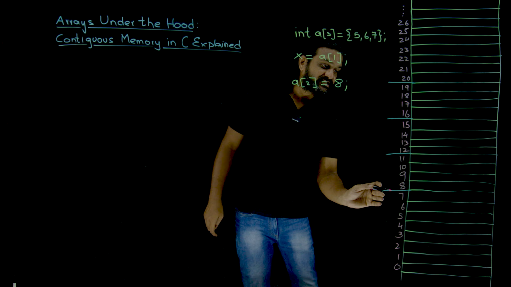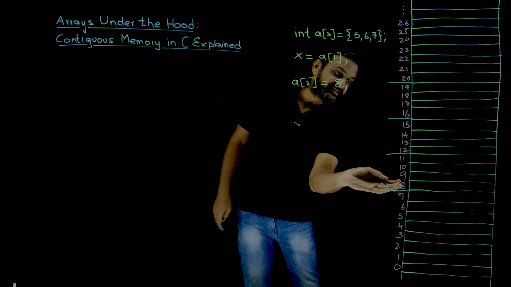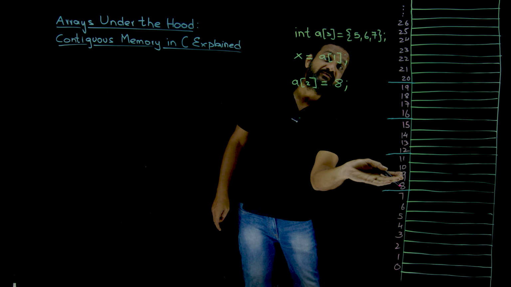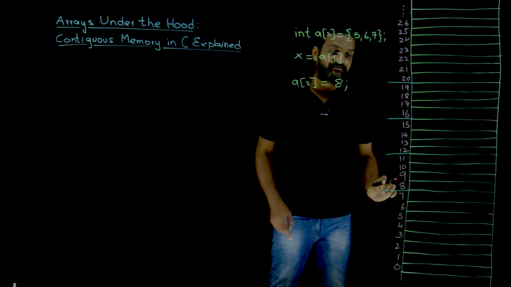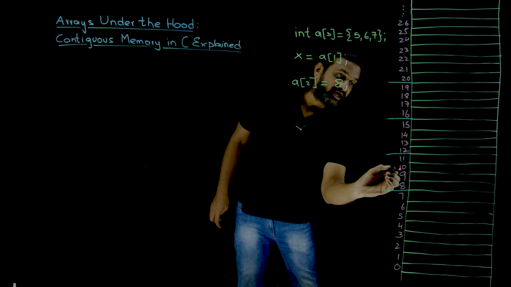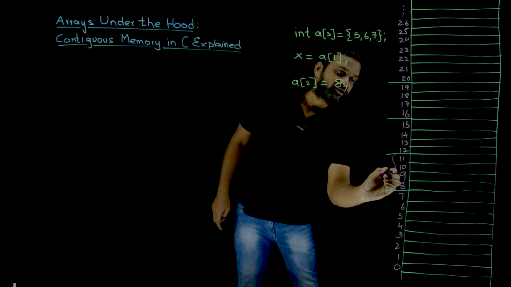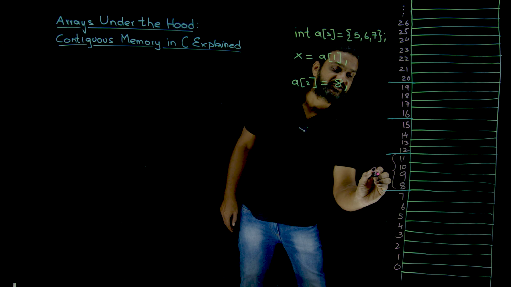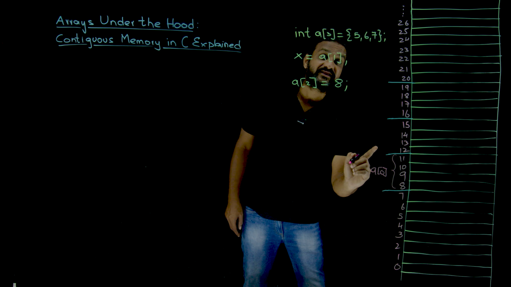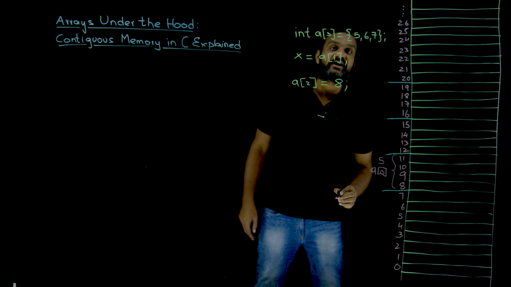So let's assume that the compiler has chosen the starting byte as 8. Now from 8, 12 memory locations are to be allocated for all the 3 elements. That means these first 4 memory locations, 8, 9, 10, 11, will be allocated for A of 0, the 0th element. And in this case, the value of A of 0 is 5.